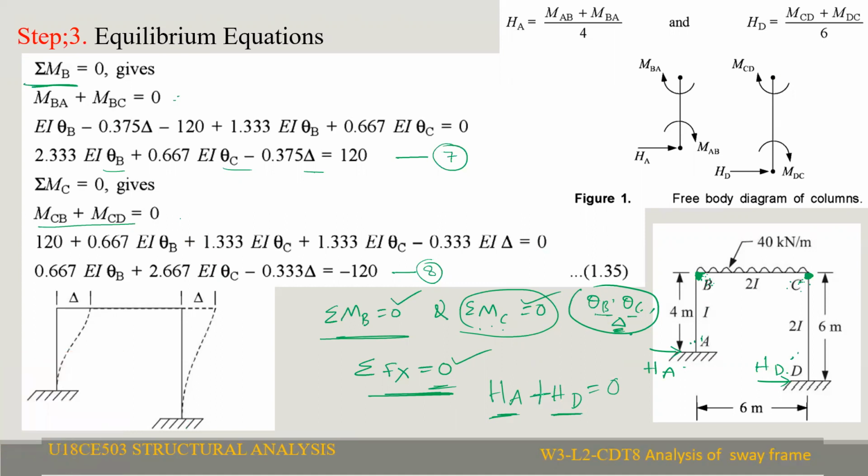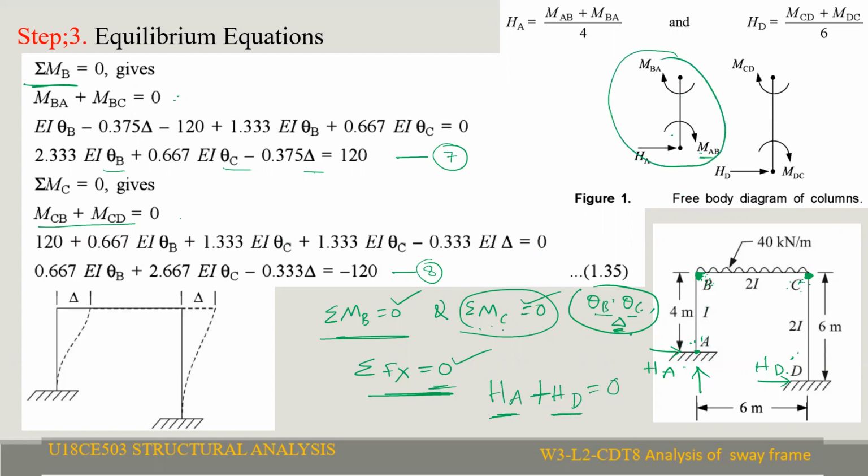We have to draw the free body diagram of the given figure. If you write the free body diagram, at support A a clockwise moment will develop, that is MAB. At B, a clockwise moment will develop, that is MBA. At A there will be a horizontal reaction and a vertical reaction. Okay, so this is the free body diagram.